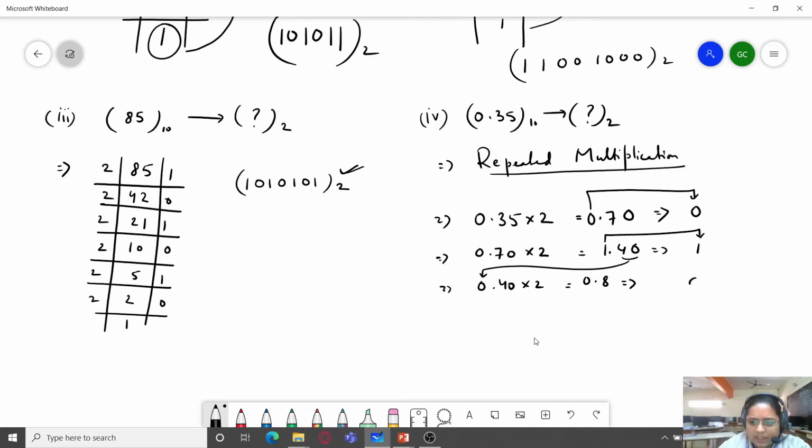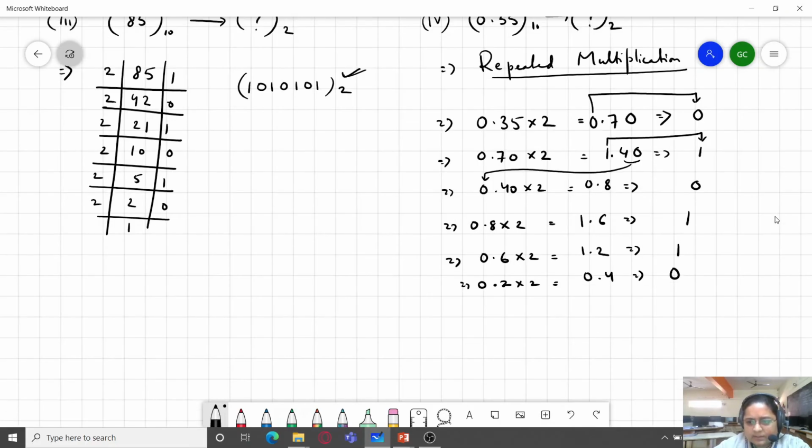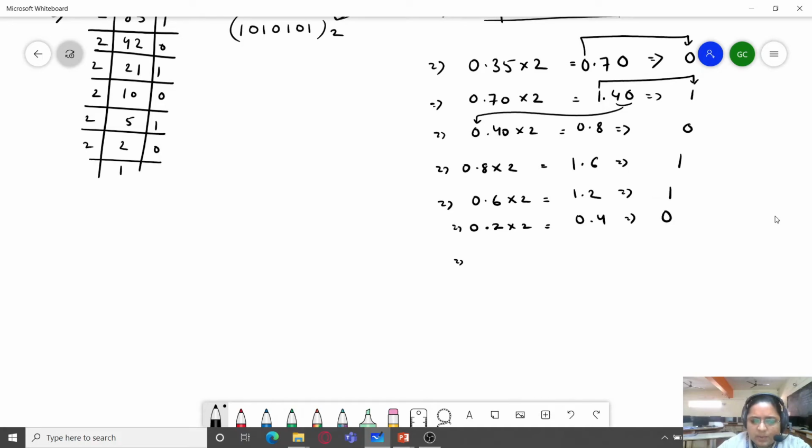Again here we have got 0. We get 1 over here. So every time we get these values, we will just keep on multiplying them repeatedly with 2 to get the bits after the decimal point.